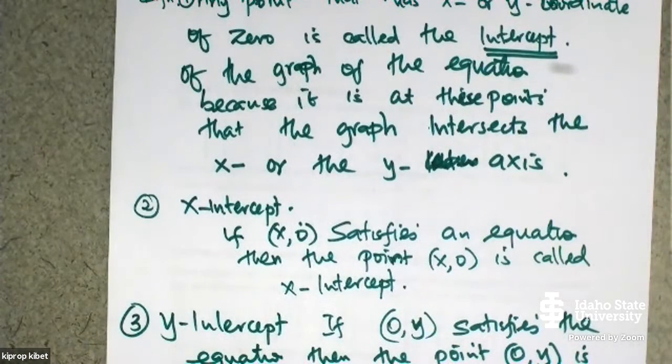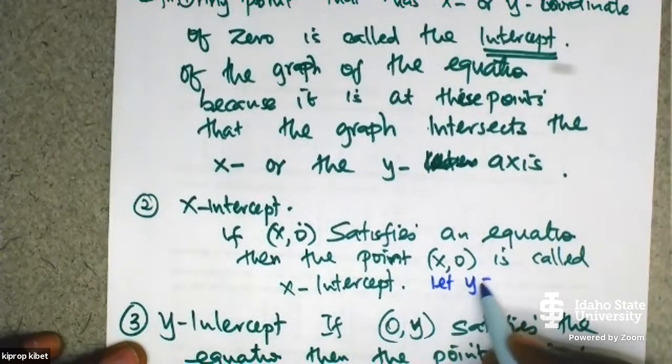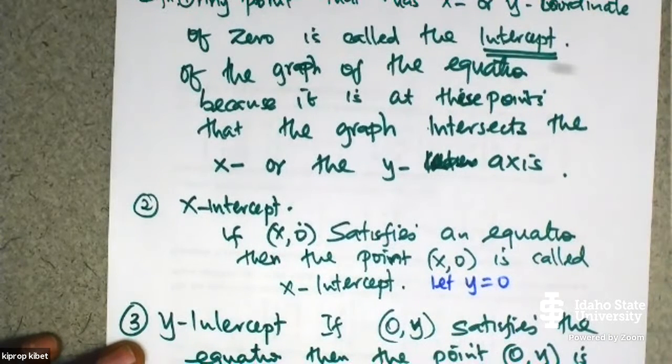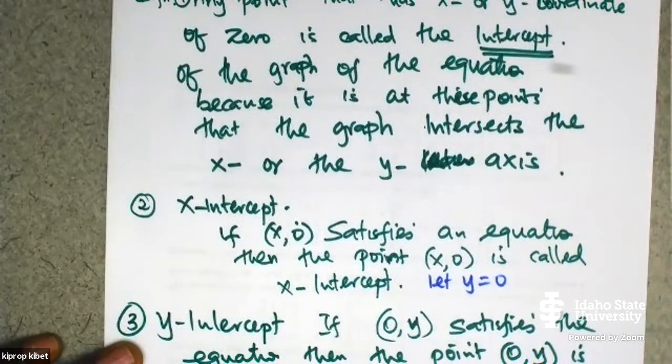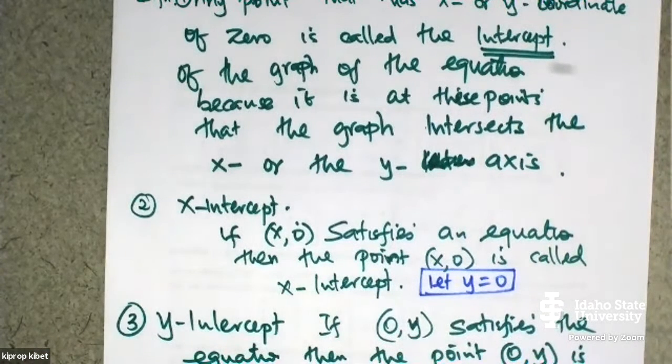Now, to find the x-intercept, we let y be equal to 0. If we have the equation, then to find the x-intercept, we let y be equal to 0. To find the y-intercept, we let x be equal to 0.